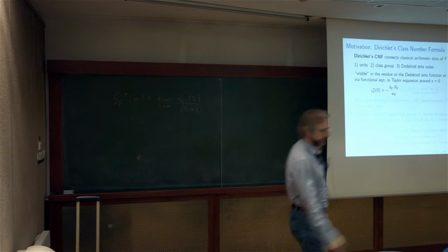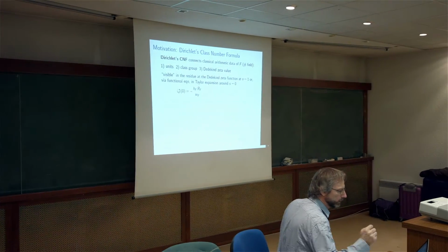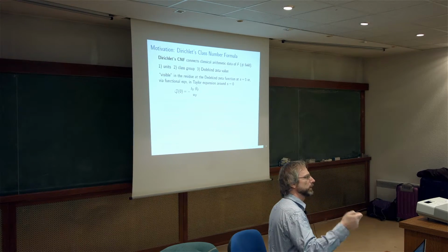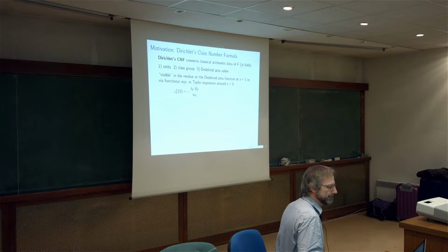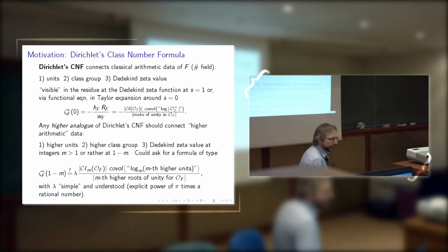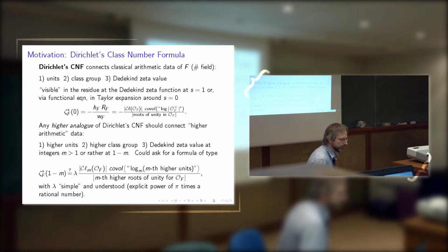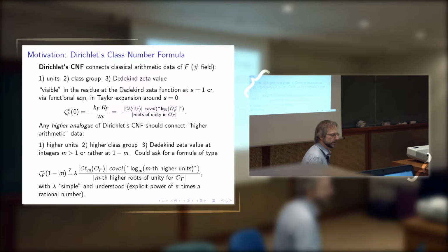And then, we know for a number field that the vanishing order is r1 plus r2 minus 1, where r1 is the number of real and r2 the number of complex places. And then we have h times R divided by w, and these are the three objects. The first one is the order of the class group. Cl_F is here denoted as the class group.